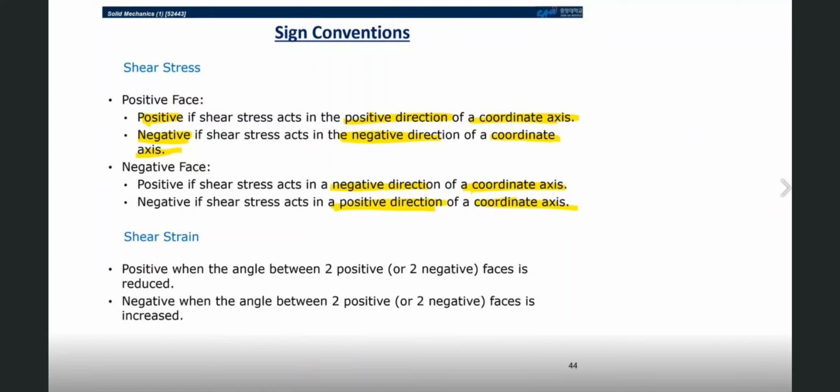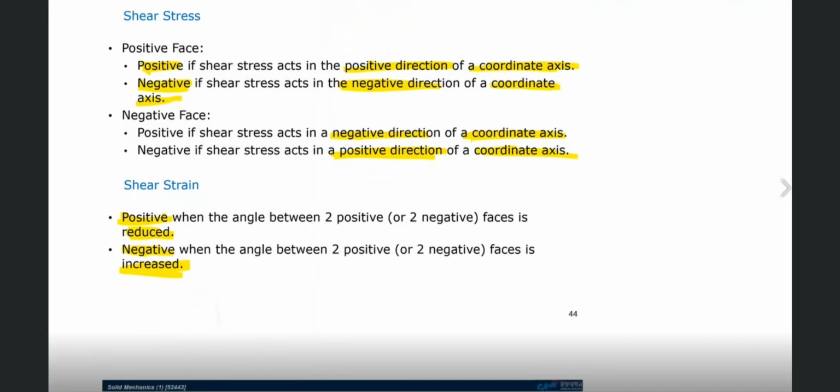And what about the shear strain? The shear strain should be positive when the angle between two positive or two negative faces is reduced. Alright? And the shear strain should be negative when the angle between two positive or two negative faces is increased. Okay? So, positive when the angle is reduced, negative when the angle is increased. And so, please keep this rule of sign convention to properly understand the shear stress and strain related analysis.